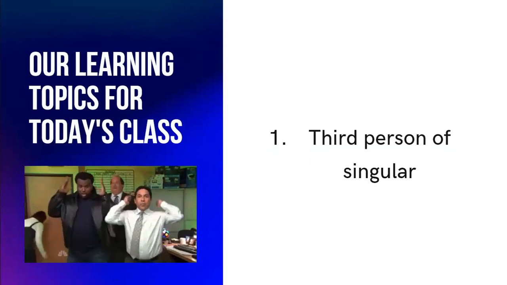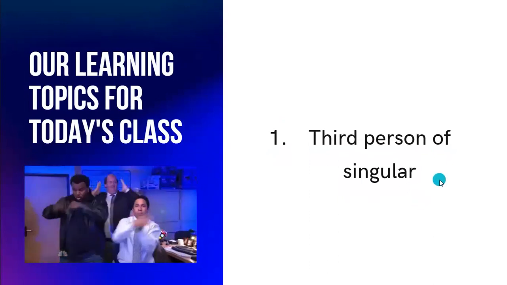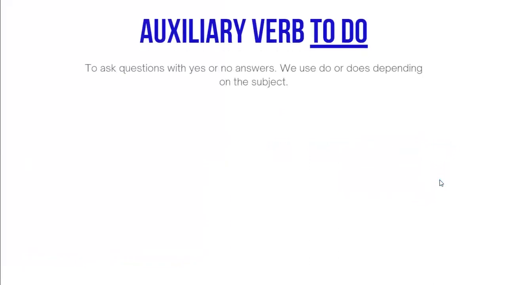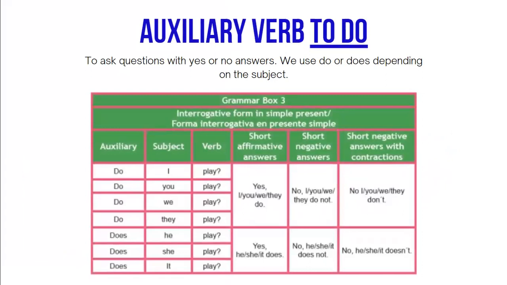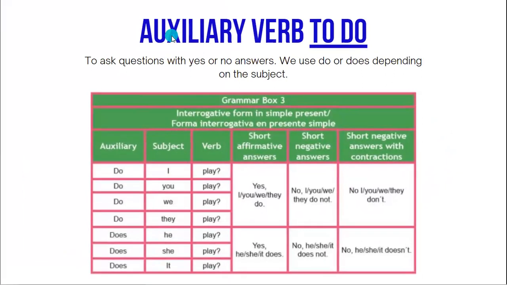Today we're going to learn about third person of singular. So we have first the auxiliary verb to do. And here we have a grammar box that shows us how to use the verb to do. This verb is used to ask questions with yes or no answers. We use do or does depending on the subject.